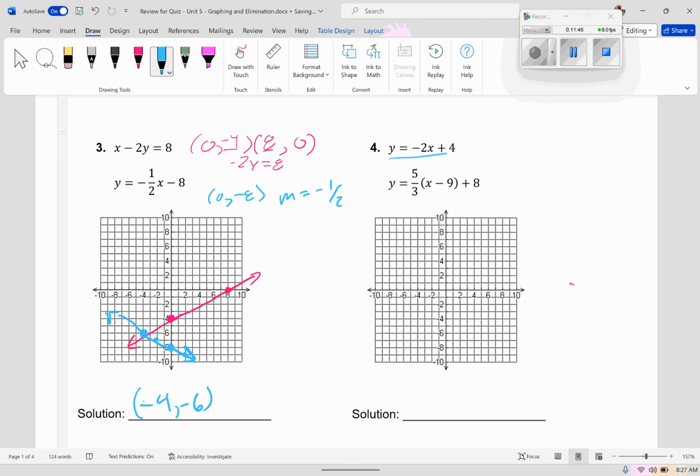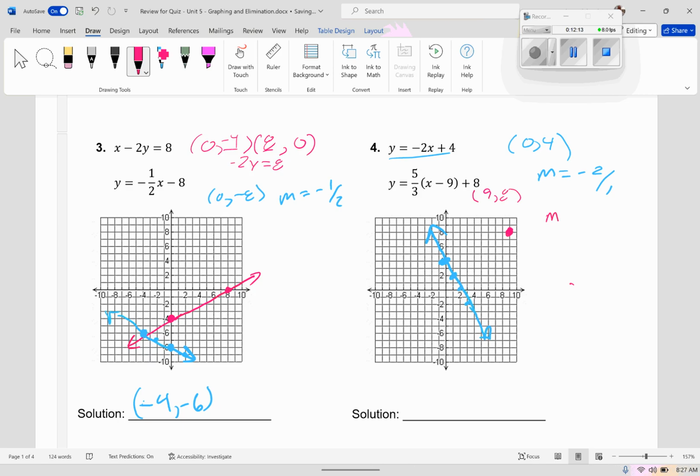Number 4, we'll do that. Our y-intercept is at 0, 4. Our slope is -2 over 1. So I'm going to go down 2, right 1. Down 2, right 1. So on and so forth. This is a point 9, 8. So 9, 8 is up here.